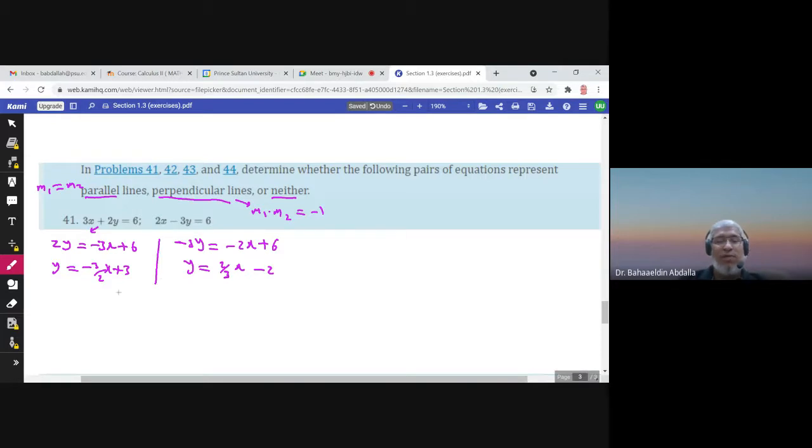Now what do you see? The slope of the first line is -3 over 2. The slope of the second line is 2 over 3. They are not equal, so the two lines are not parallel. But are the two lines perpendicular? Let us multiply their slopes. 3 cancels with 3, 2 cancels with 2, and we have -1. So the two lines are perpendicular.